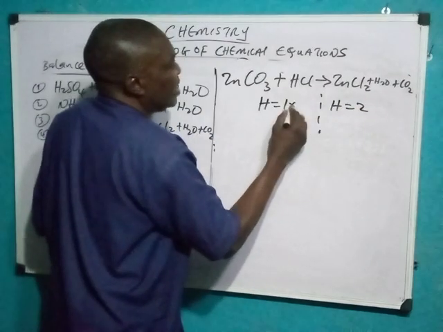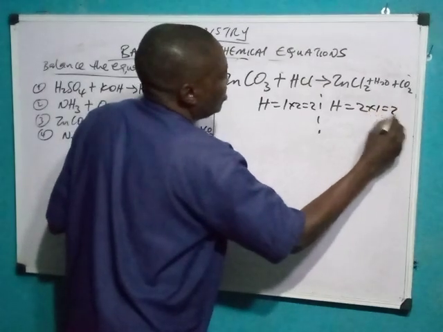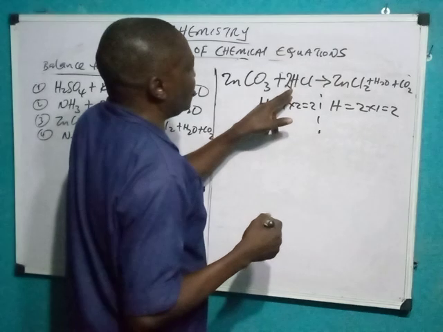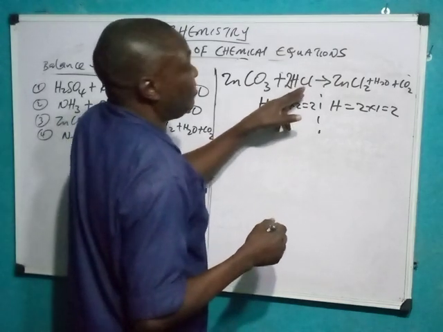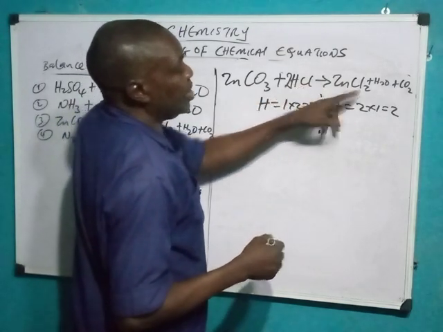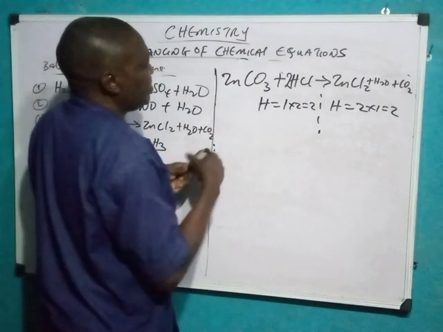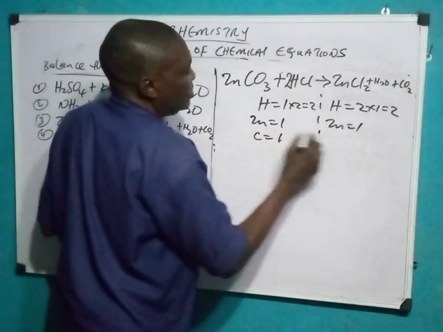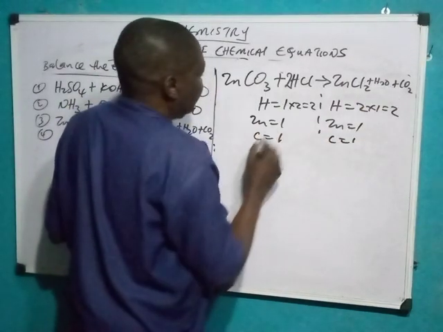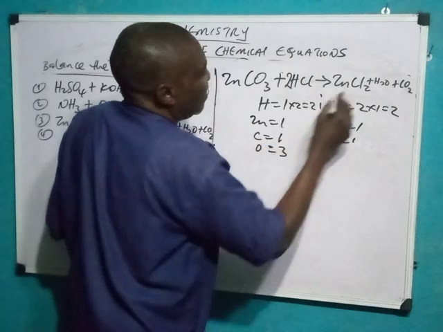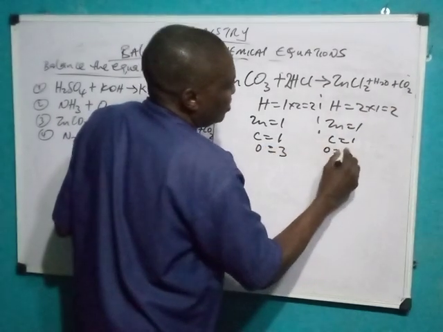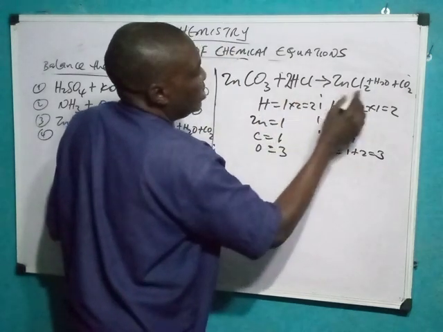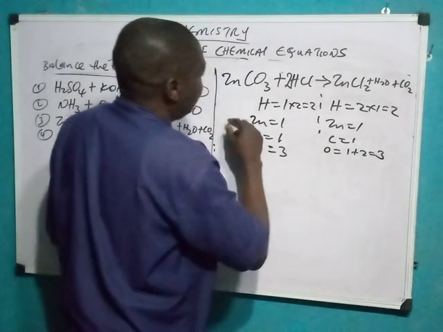What do you do? Multiply. Times 2 equals 2. Times 1 equals 2. So you introduce 2 here. You see it? When you introduce 2 there, this will now become 2 hydrogen. It now affects chlorine. Chlorine is now 2. Chlorine is already 2 here. So let's see whether the rest are okay. Zinc is 1. Zinc is 1. Carbon is 1. Carbon is 1 here. Oxygen is 3. Oxygen is 1 plus 2, 3. This is 1 oxygen, 2 oxygens. The hydrogen is 2. Hydrogen is 2. Chlorine is 2, so the equation is balanced.